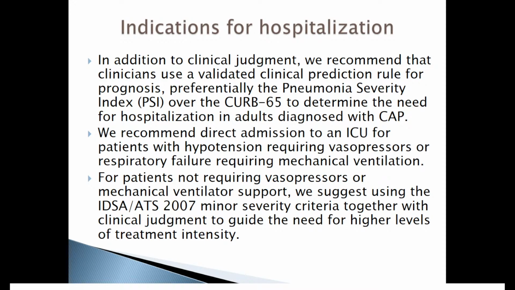We recommend direct admission to ICU for patients with hypotension requiring vasopressors or respiratory failure requiring mechanical ventilation. For patients not requiring vasopressor or mechanical ventilation support, we suggest using the IDSA/ATS 2007 minor severity criteria together with clinical judgment to guide the need for higher levels of treatment intensity. So we use CURB-65 and PSI score to decide whether to hospitalize a patient or not. Or, more simply, we hospitalize moderate and severe clinical cases with pneumonia, severe ones in the intensive care unit.